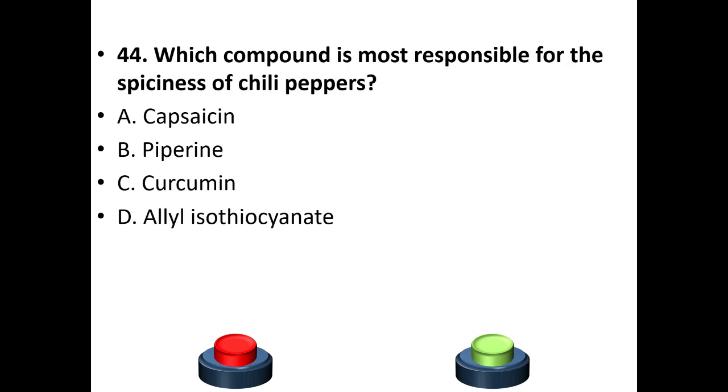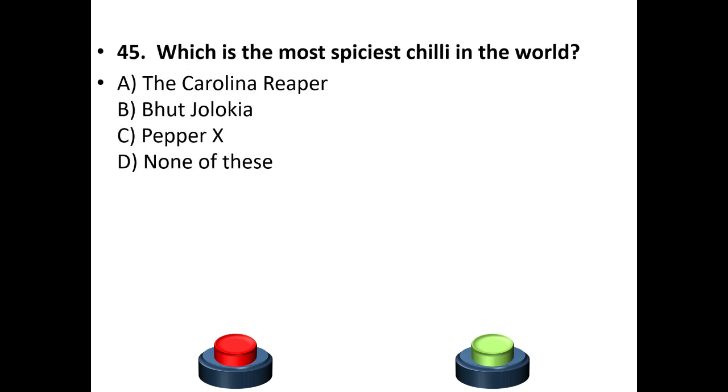44. Which compound is most responsible for the spiciness of chili peppers? Capsaicin, piperine, curcumin, allyl isothiocyanate. Your answer is A. Capsaicin. Next question, 45. Which is the spiciest chili in the world? The Carolina Reaper, Bhut Jolokia, Pepper X, none of these. Which is the answer? Your answer is the Carolina Reaper.